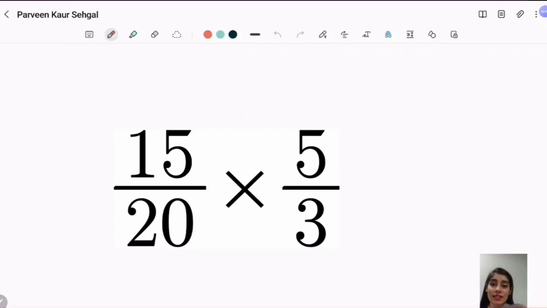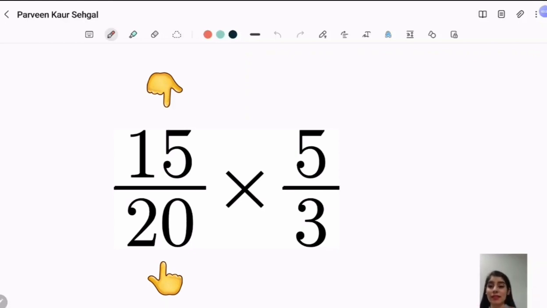Now let's take an example. If we take 15 and 20 as a pair to do the cancellation, to do the cancellation means that we need to think that 15 and 20 both should come in any times table together. Or we can say that both of them should be composite numbers. Yes, 15 and 20 are composite numbers. Or we know that 15 and 20 both come in the 5 table together.